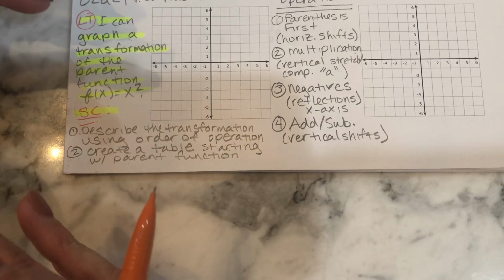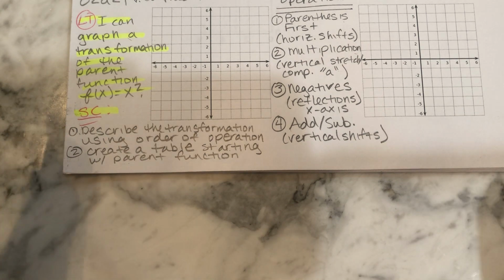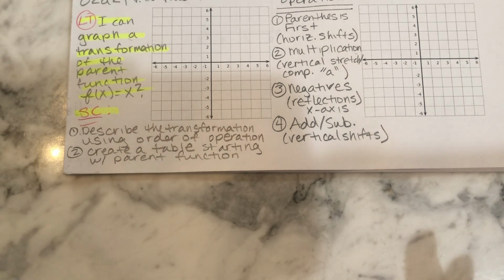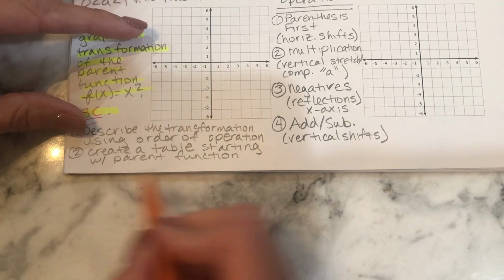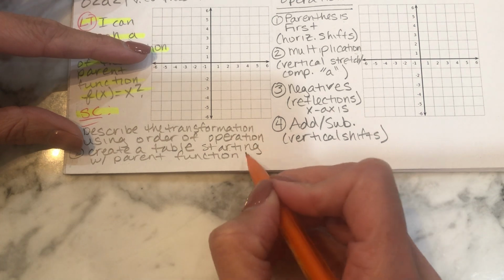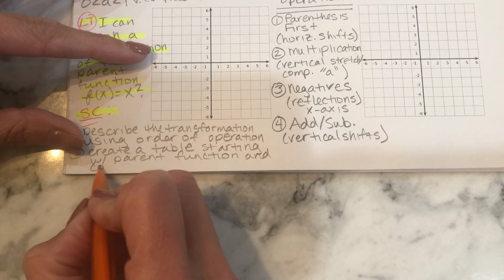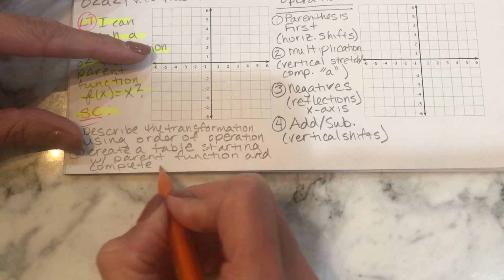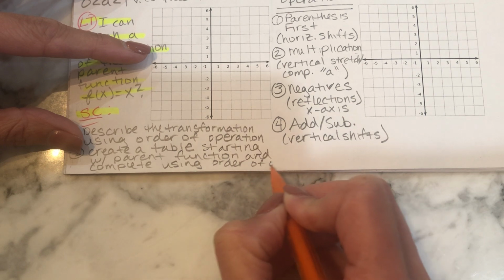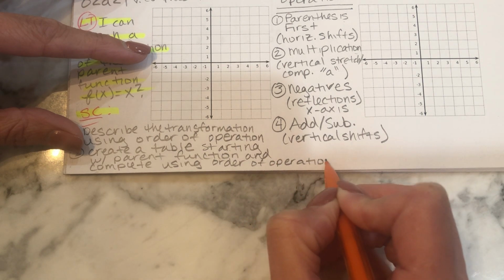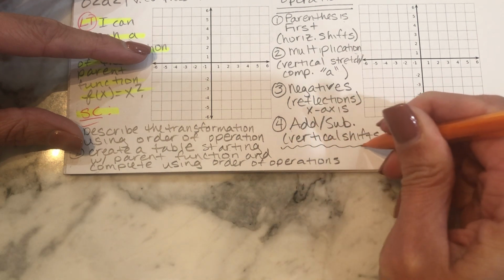And then we're going to complete or expand this chart with these transformations. So we're going to start with the parent function, and then follow the order of operations to complete the chart. Okay, there's not a whole lot of room here.